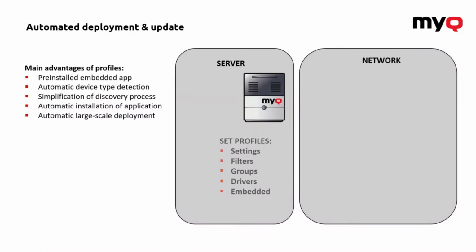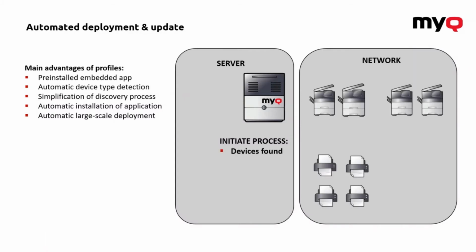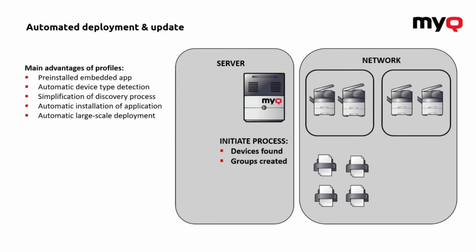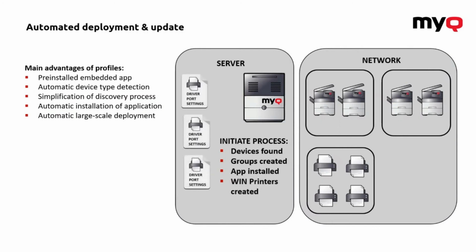After you initiate the process of the printer discovery, the system will do the following things. First, it will identify the devices in your network. It will automatically create the groups based on the filters you have applied. And more important, for those that are capable of using the embedded terminal, it will automatically push the installation and install the package on each of these devices. And if you set it, it can automatically create the Windows printers, so that way you can just share them to your users so they can start printing immediately.